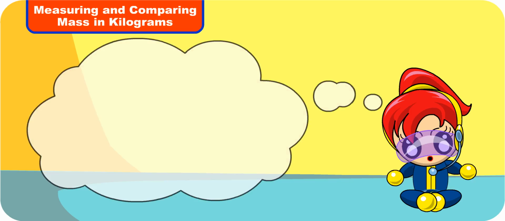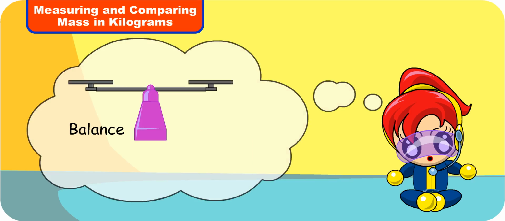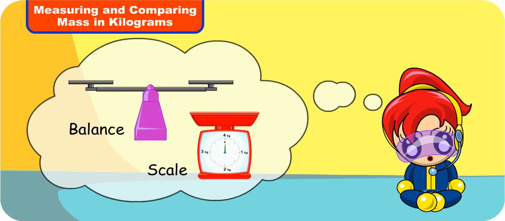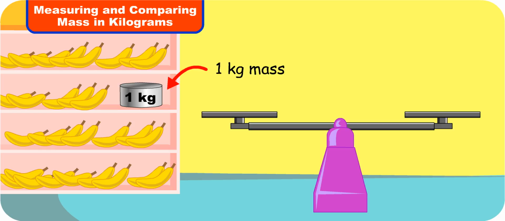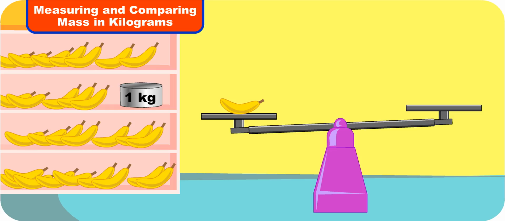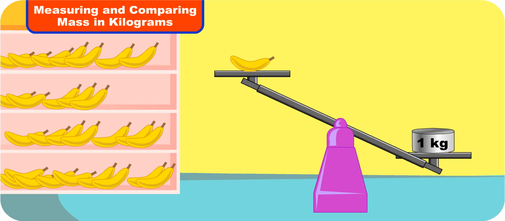How do we measure the mass of objects using a balance or a scale? First, I will show you how to use the balance. In order to use a balance, we need to have a 1 kilogram mass. To measure the mass of a banana, we place the banana on one end of the balance and a 1 kilogram mass on the other. By looking at the balance, we can tell that the banana is less than 1 kilogram.